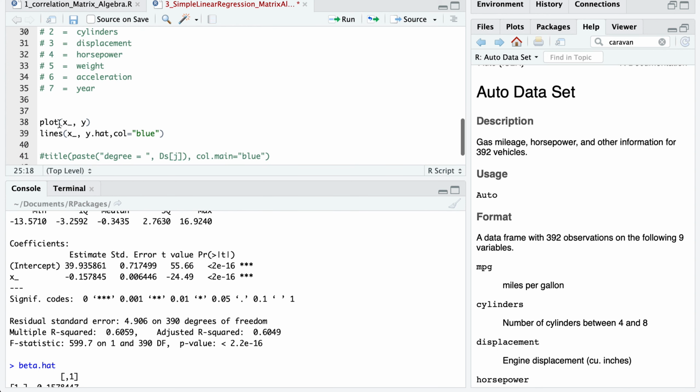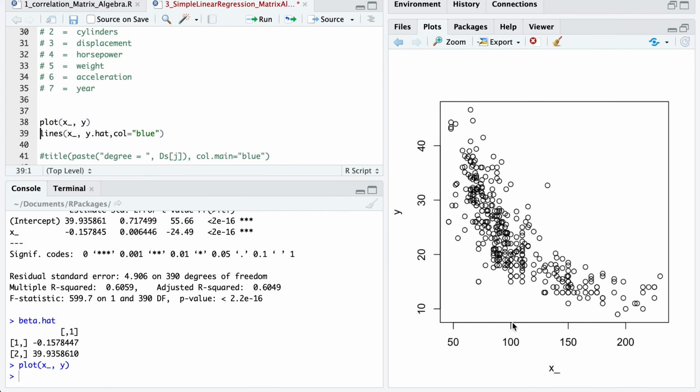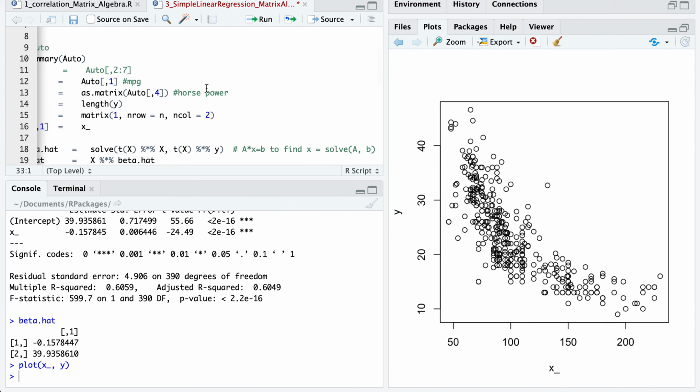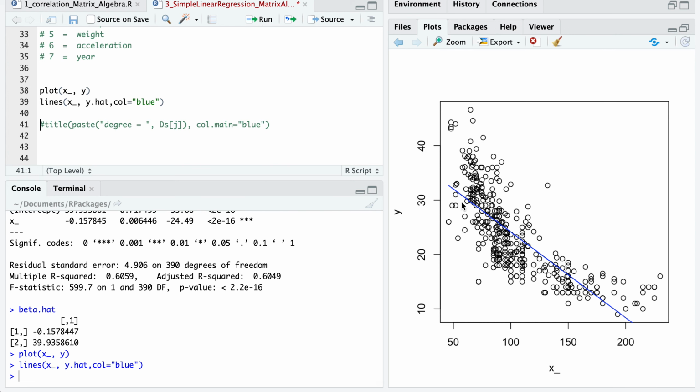Now here we can plot the raw data. This is the raw data. Later we will learn how to make better figures. This is pretty bad because it doesn't have a title. We don't really know what y is and what x is, but we know y is mileage per gallon and x is horsepower. These are the data points, and it doesn't seem linear, but there is a decreasing relationship. And then here we can plot the fitted line, and this is the fitted line.